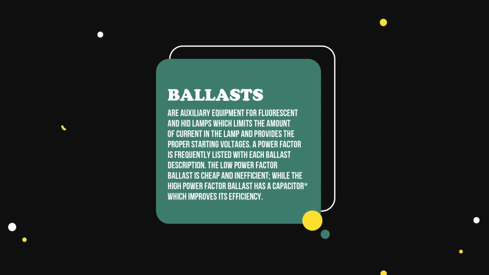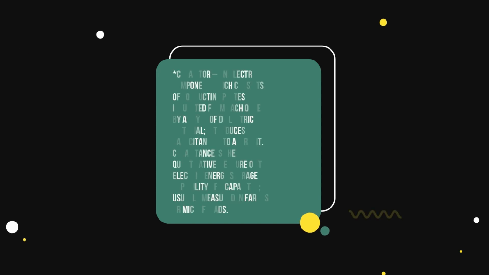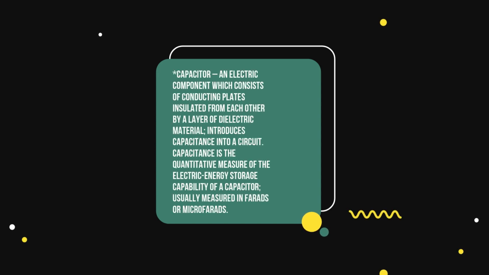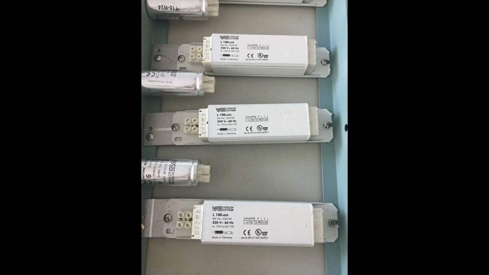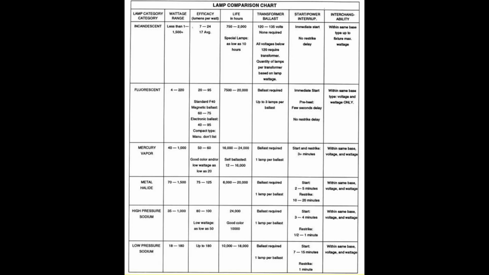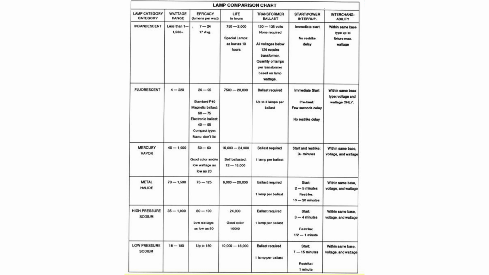has a capacitor which improves its efficiency. A capacitor is an electric component which consists of conducting plates insulated from each other by a layer of dielectric material, and introduces capacitance into a circuit. Capacitance is the quantitative measure of the electric energy storage capability of a capacitor, usually measured in farads or microfarads. To sum up their differences, here is a lamp comparison chart.